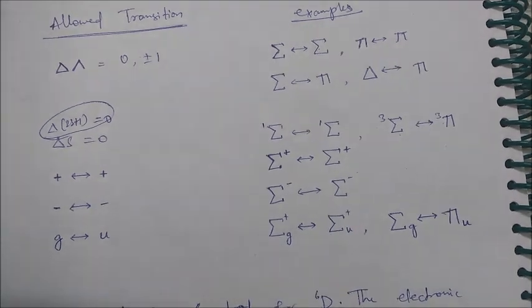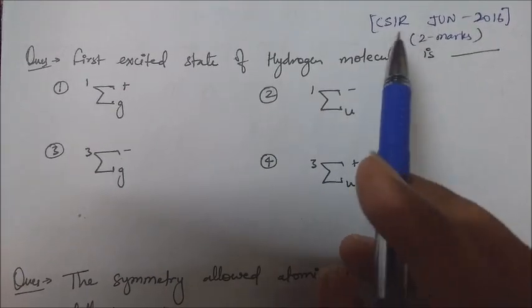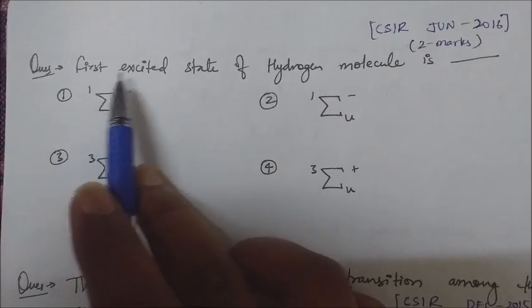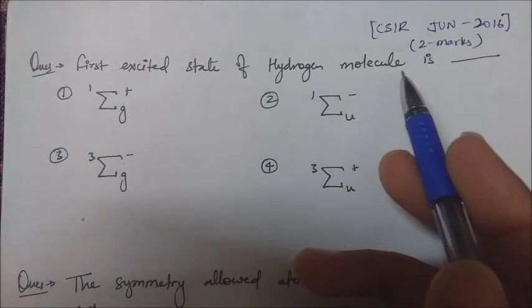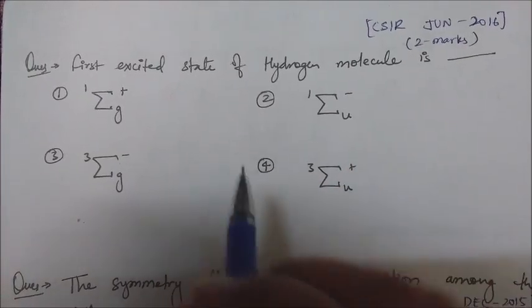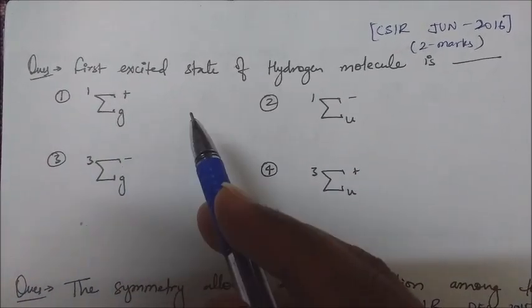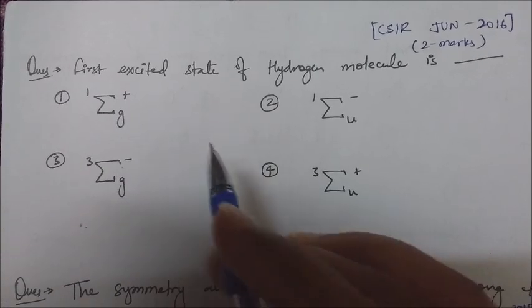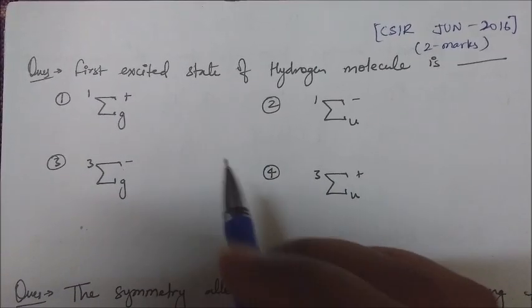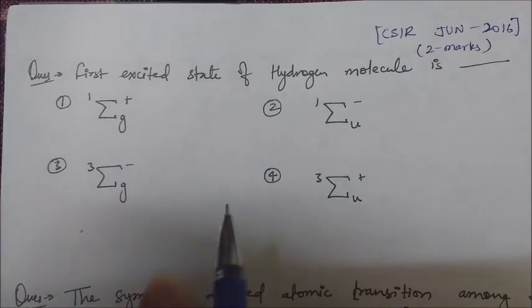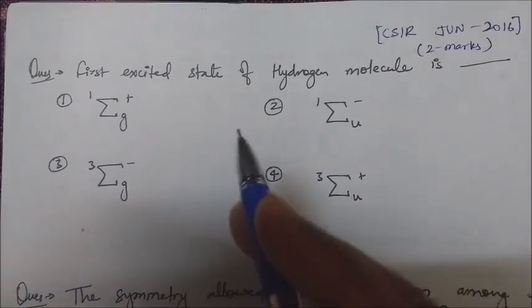Okay, this question came for 2 marks in the June 2016 exam, and the question says: the first excited state of the hydrogen molecule is. For this question I am leaving it up to you people so that you can solve it. If you feel any problem in solving this question, you ask me, I will solve it in the comment section. So this question is for you guys, solve this. I hope you will be able to solve this.